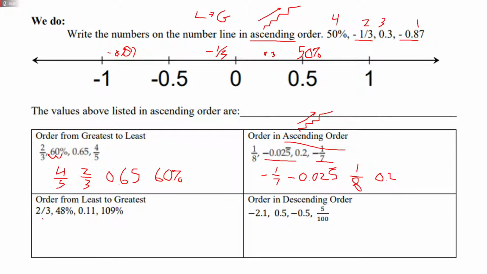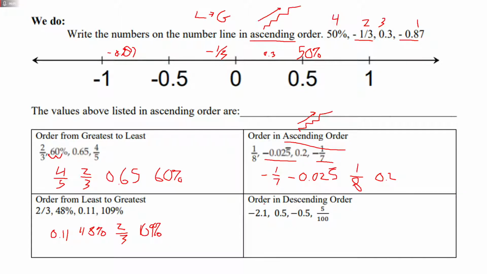Next, I've got order from least to greatest. Again, start with a small one and then go all the way up. If I'm looking here, 2/3 is more than 50%. 48 is about 50%, not quite there, so it's a little smaller. 109% is way bigger than 50%. It's bigger than 1, actually. So the smallest number here is going to be 11 hundredths, 0.11. And then what I was saying before, these two numbers are pretty close to 50%, but 48% is smaller, which means it has to be the smaller number. 48%. Next is my 2/3. And then finally I have 109%.